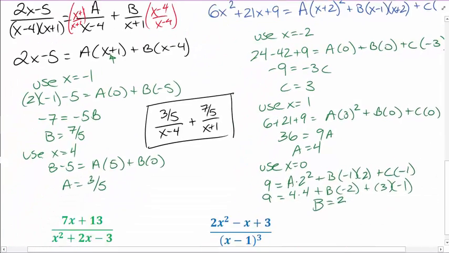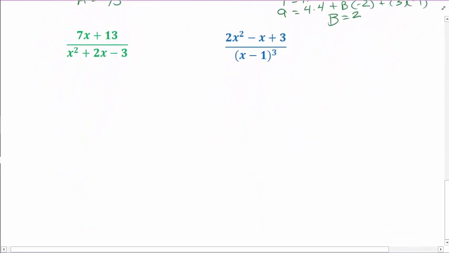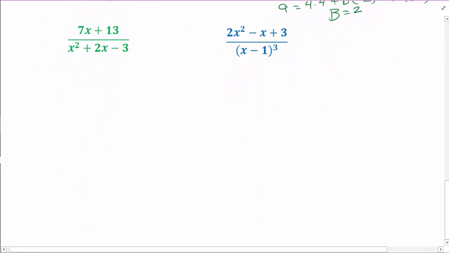I'm going to leave you with 2 questions. Decompose these 2 fractions, 7x plus 13 over a quadratic and 2x squared minus x plus 3 over a cubic. Think about what's going to be necessary for that cubic. Good luck.